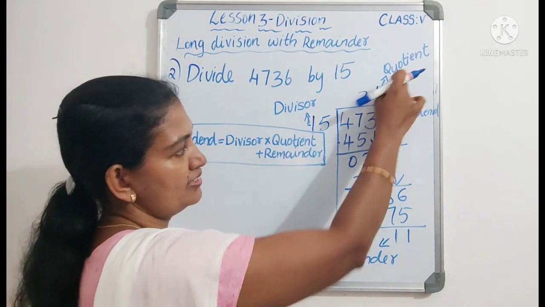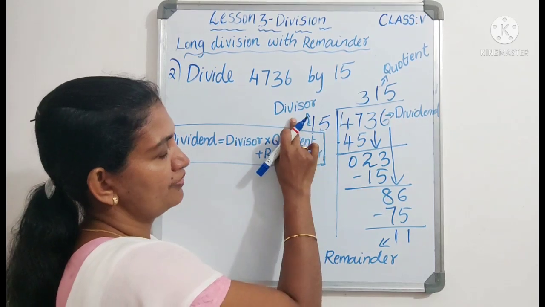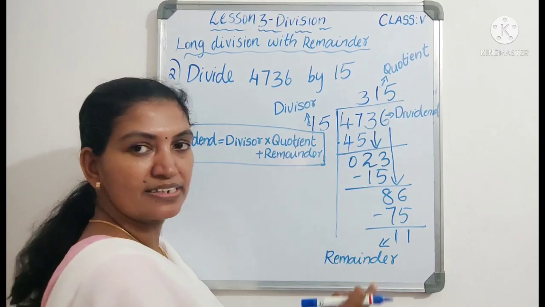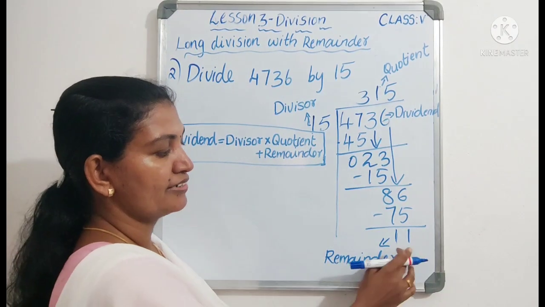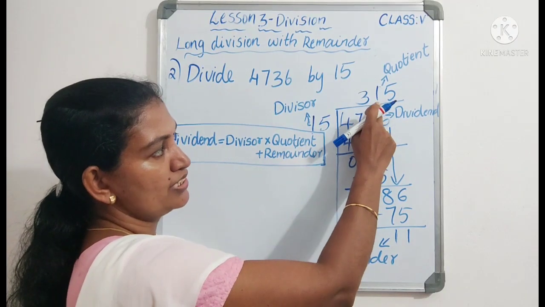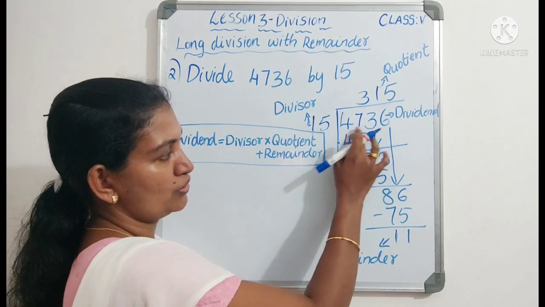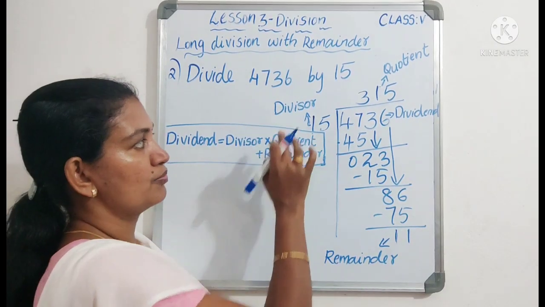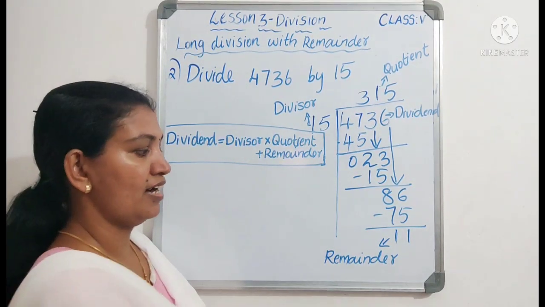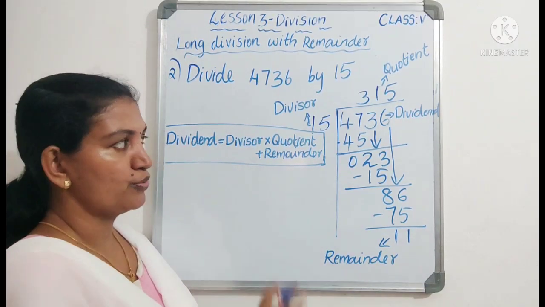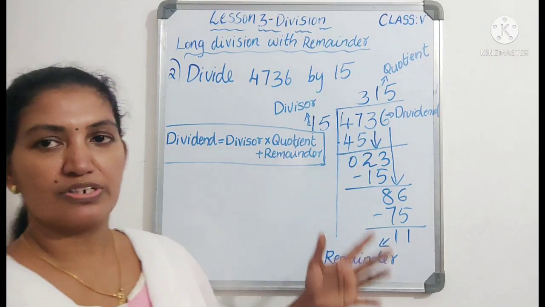Here 315 is the quotient, 15 is the divisor, 4736 is the dividend and 11 is the remainder. Once again, the quotient is 315, the dividend is 4736, the divisor is 15 and the remainder is 11. Next you have to check whether the quotient we got is correct or not.